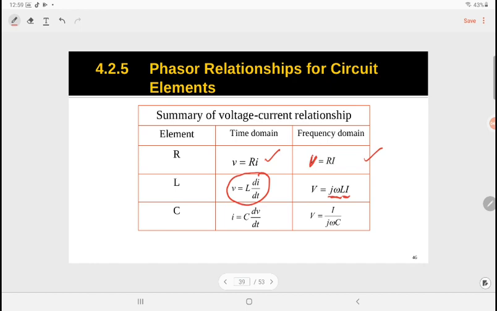And then last one we have a capacitor, i equal to C dv over dt. We know that from here it is actually I equal to j omega C V, right? And therefore you can write the value of V equal to I divided by j omega C, right?